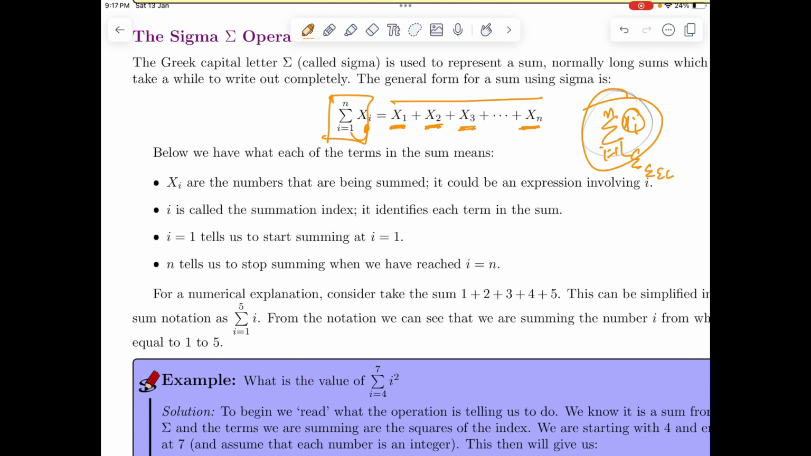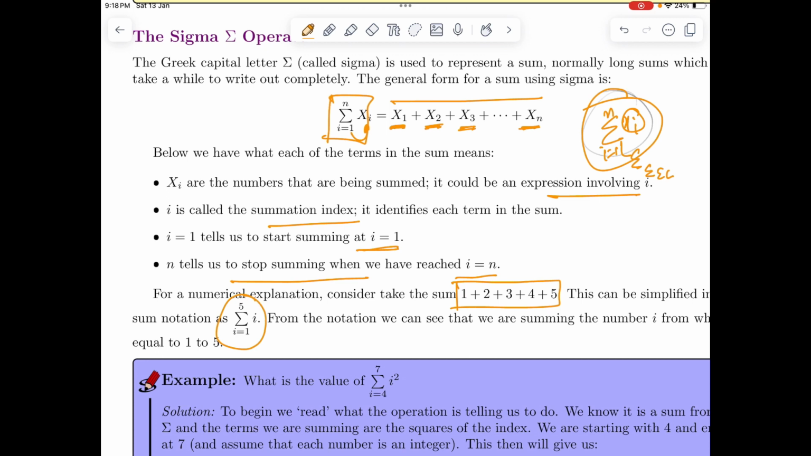x can be anything, x can be the number of objects in a basket, x can be molecules or whatever. So the xi's are the numbers that are being summed. It could be an expression involving i, where i is the summation index. So basically it's an indicator of something changing. i equals 1 tells you that you have to start the sum from i equals 1. n tells where to stop, right? So it's the stopping point of the summation, when we have to reach i equals n.